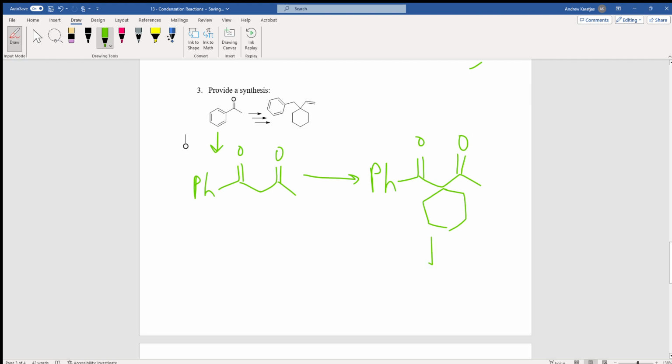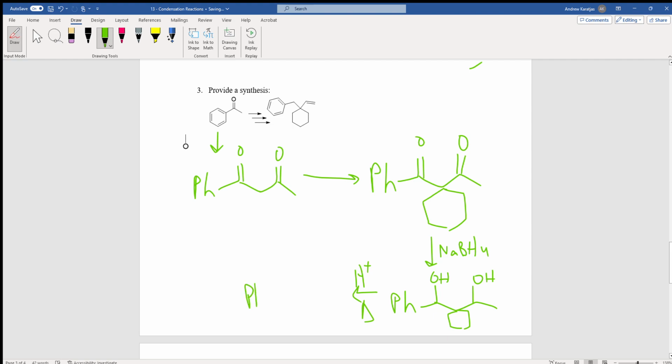Now, something interesting is going to happen. If I do a reduction with sodium borohydride, it's going to reduce both carbonyls. I have no way to avoid that. They're both ketones. They're going to have similar reactivity. But now let's do an elimination. So acid and heat.